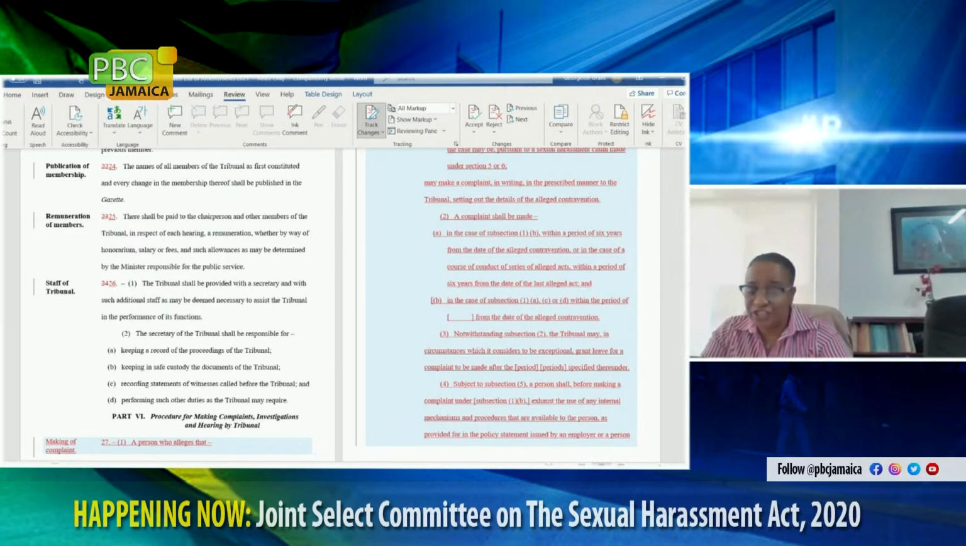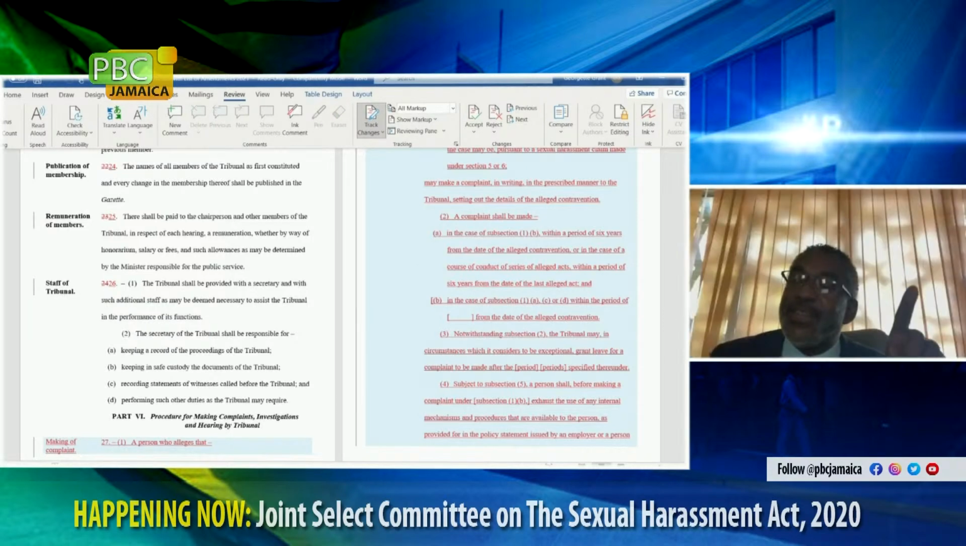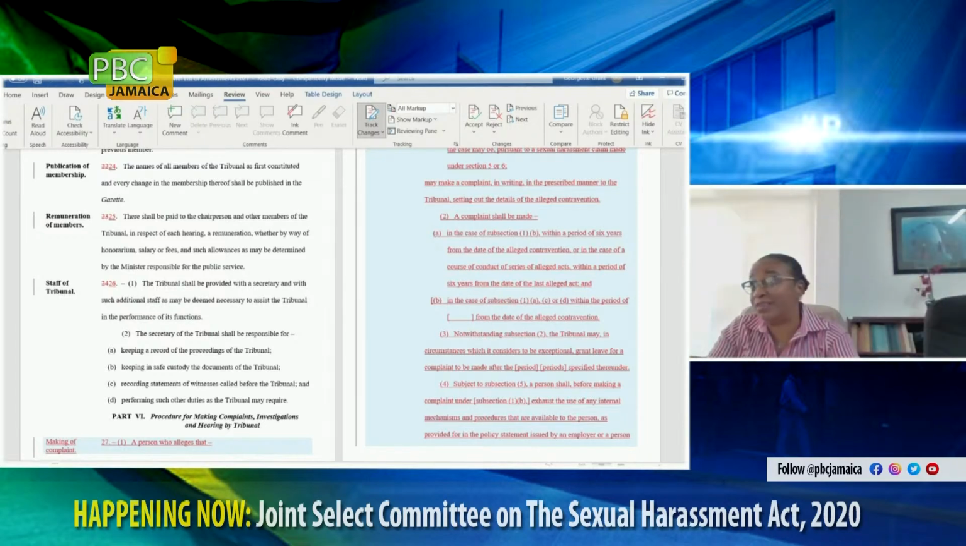But then also, Chair, you have A and B, which are a little ticklish, because A deals with where the employer or the person in charge of the institution has failed to, I think it has to do with the sexual harassment policy. Yes. And so in that case, we would want to know what time frame you would want, because obviously it can't be 6 years for that one.